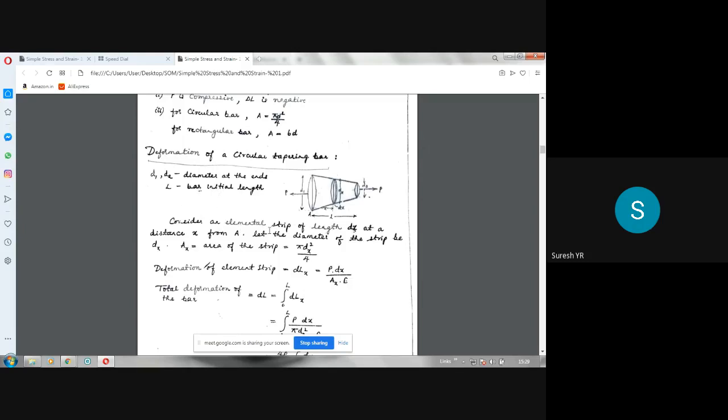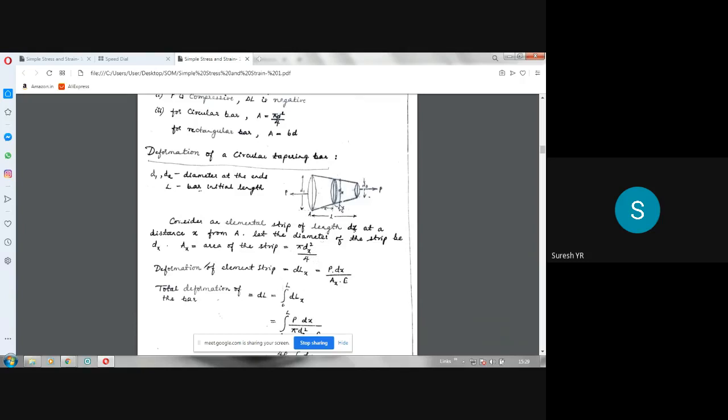Consider an elemental strip of length dx. See, this is the dx length, an elemental strip, at a distance x from A. A is this first point. From the point A, at a distance x, I have taken a section here. Let the diameter of the strip be d suffix x. Don't confuse dx with d suffix x. d suffix x is the diameter, dx is the length here. So A suffix x is the area of the strip here, which is once again pi dx square by 4.